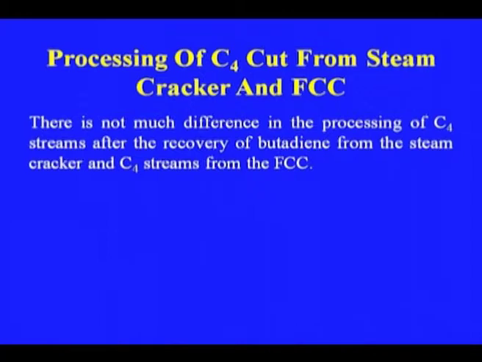Now let us discuss the processing of the C4 stream, because we are getting C4 and C5 cuts. So let us discuss the C4 cut from the steam cracker, because normally the C4 has to be separated from the C5. For the C4 cut from the FCC and the cracker plant, there is not much difference in the processing after the recovery of the butadiene, because butadiene is only present in the naphtha cracker plant, not in the FCC. So after the extraction of the butadiene, the processing scheme for the other stream is the same, whether it is from FCC or from the naphtha cracker.